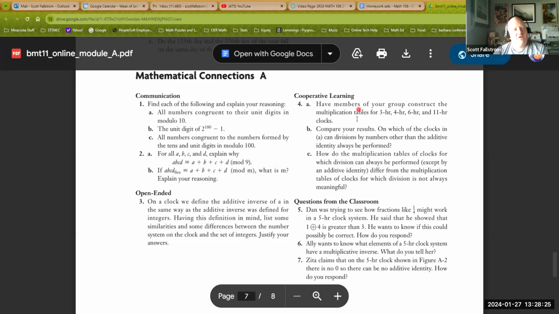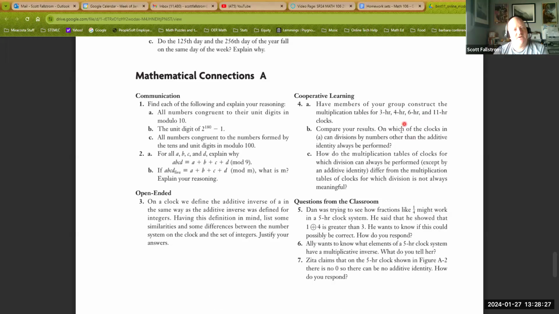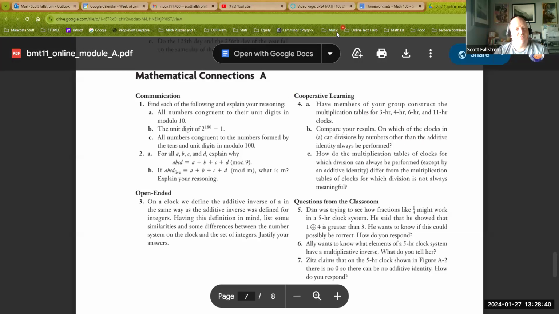I had a cooperative learning one where I wanted to try one. I may try to do this one in class where I have people create a 3, 4, 6, and 11-hour clocks with the multiplication tables to see the connections. Like, when can I do the division? When can I not do division? But we'll have to see. That might be time permitting.